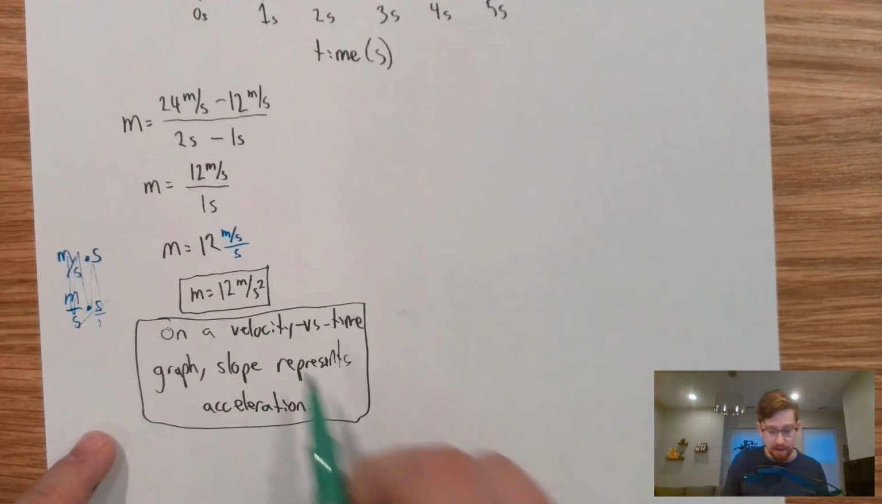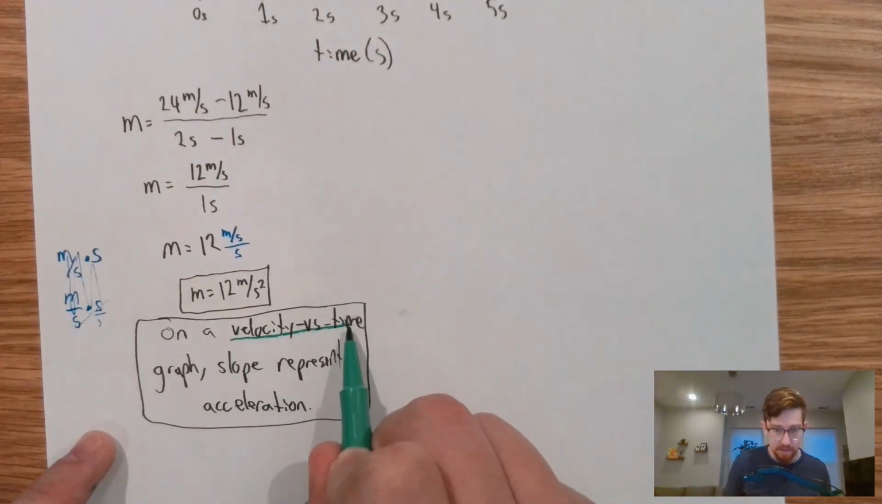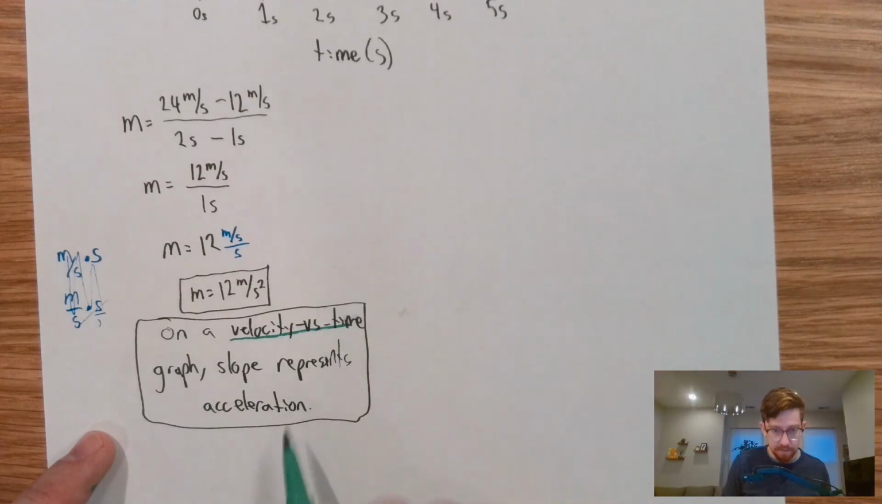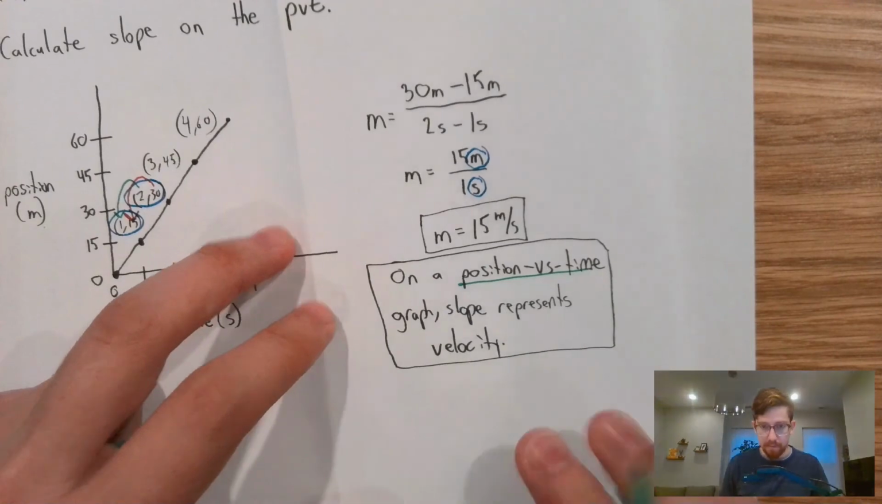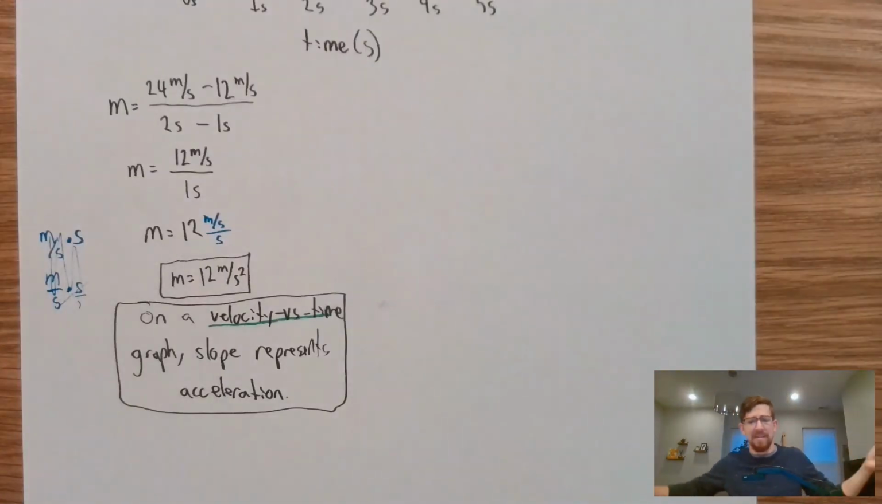The key word here is the name of the graph. So you've got velocity versus time, the slope is acceleration. And position versus time, slope is velocity. Make a flashcard. Make 3 flashcards. You only need 3. Here's what the third one will be.